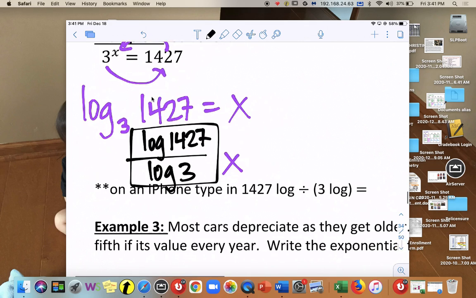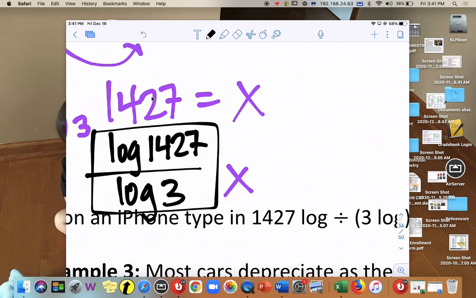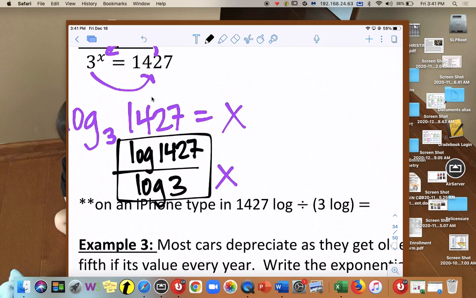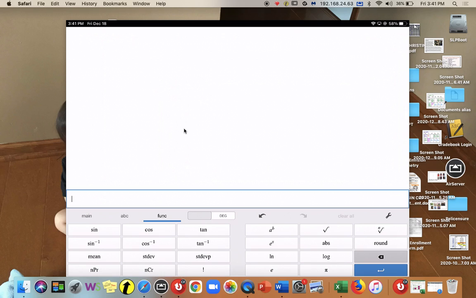All right, so here's how you have to type it in on an iPhone. You have to type in the number first. So if we're typing this in, you type in 1427 log divided by parentheses 3 log. If you have the scientific decimals, let's practice typing this in. I haven't tried it yet, so let's find it. All right, so I'm going to hit this function button right here, and see if they have log. Oh yes, log is down here, kind of middle near the bottom. All right, so I wonder if I can hit log first.